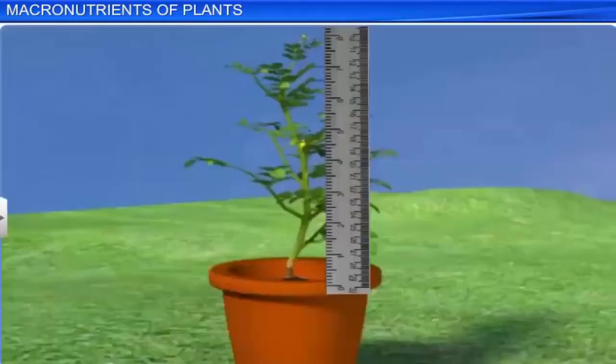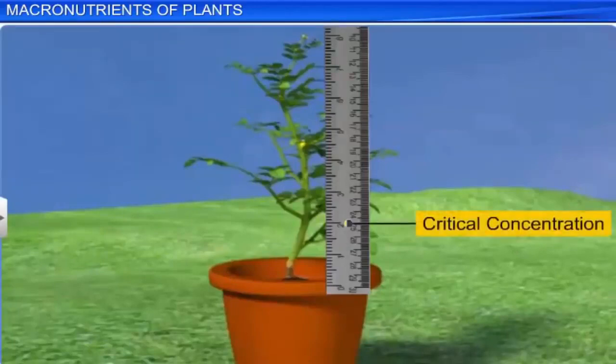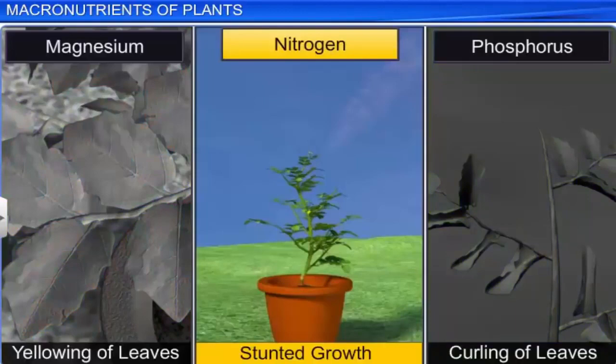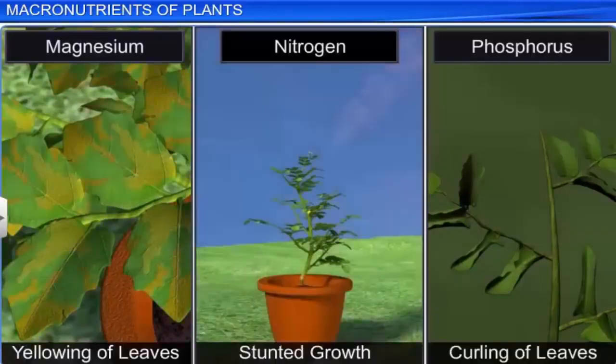The concentration of essential elements below which plant growth is retarded is termed as critical concentration. Each nutrient assists in a particular growth area, and hence the deficiency of each element creates different symptoms in a plant. The symptoms disappear once the deficient element is supplied.